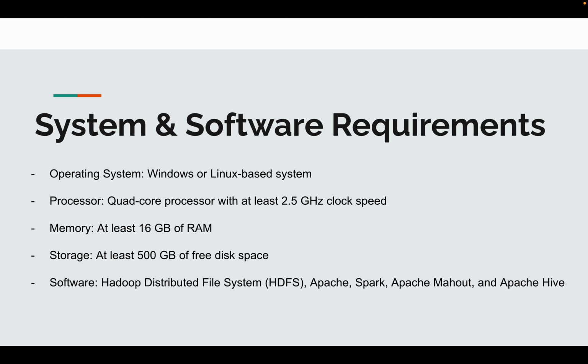Finally, certain software programs are required for the distributed parallel processing and MapReduce methodology to function properly. These programs include Hadoop Distributed File System (HDFS), Apache Spark, Apache Mahout, and Apache Hive. These software programs are designed to handle the large amount of data used in classification problems and perform the necessary computation efficiently.